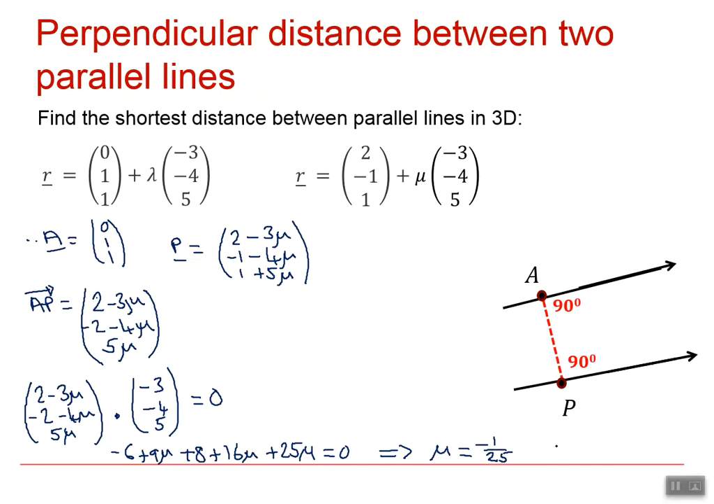If you do that work yourself, you can pause the video because I'm about to give the answer. You will find that the magnitude of AP, or the distance between those two lines, is 3 root 22 over 5.